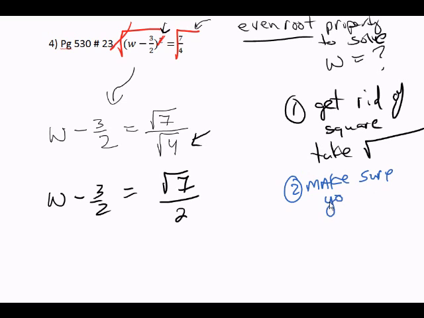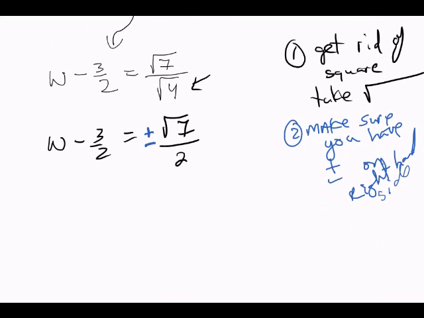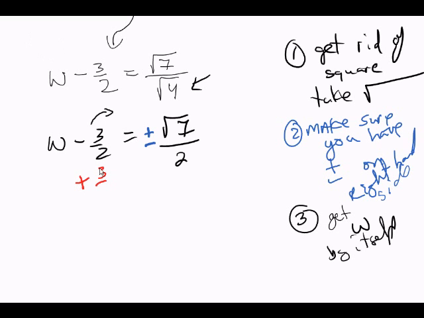Now, the even root property, be careful, says this. I'm going to put a step 2 here. Make sure you have a plus or minus on the right-hand side. The even root property says you're going to have 2 answers over here, 1 plus and 1 minus. Okay? Now, one more step left. Step 3. Get W by itself. I need W by itself. How do I take the minus 3 over 2 over to the other side?